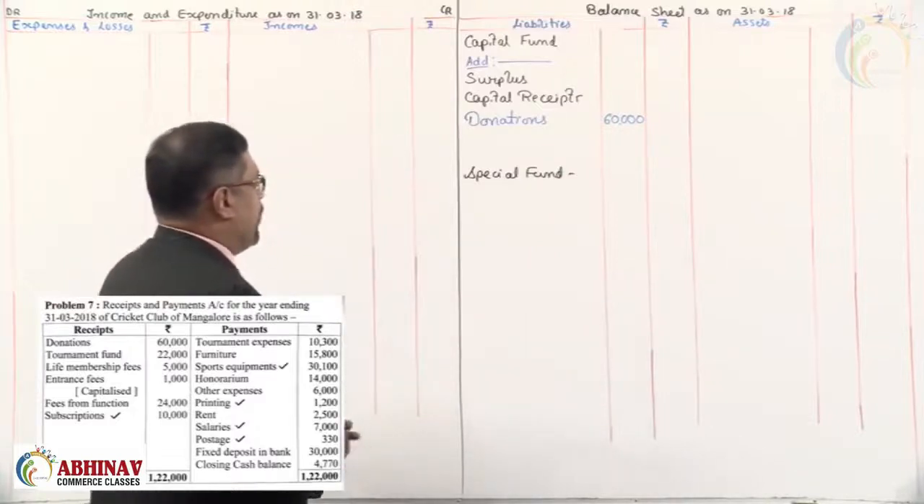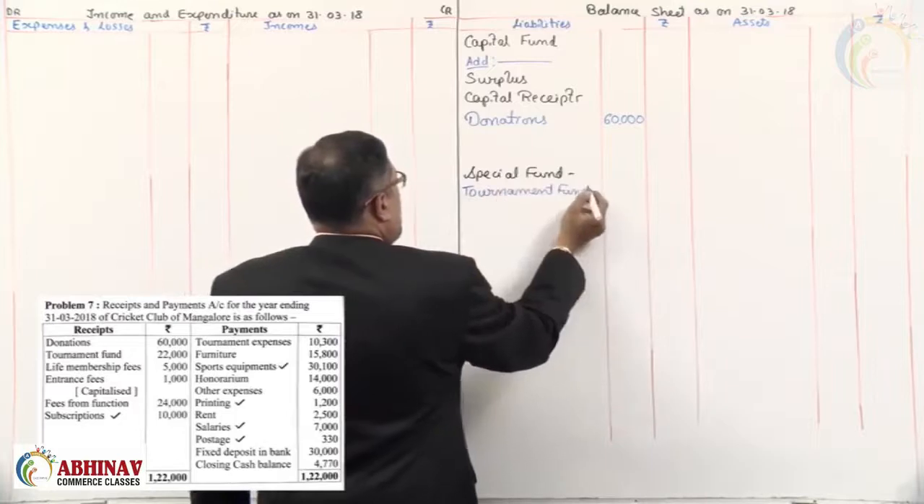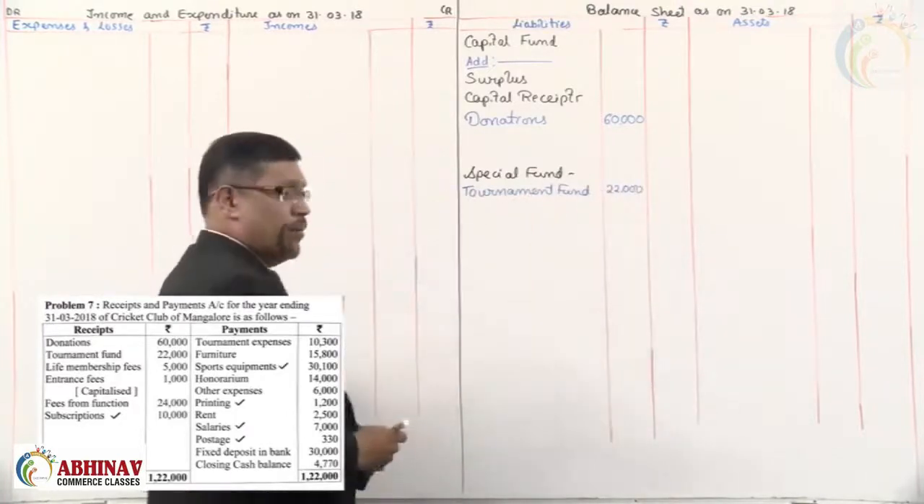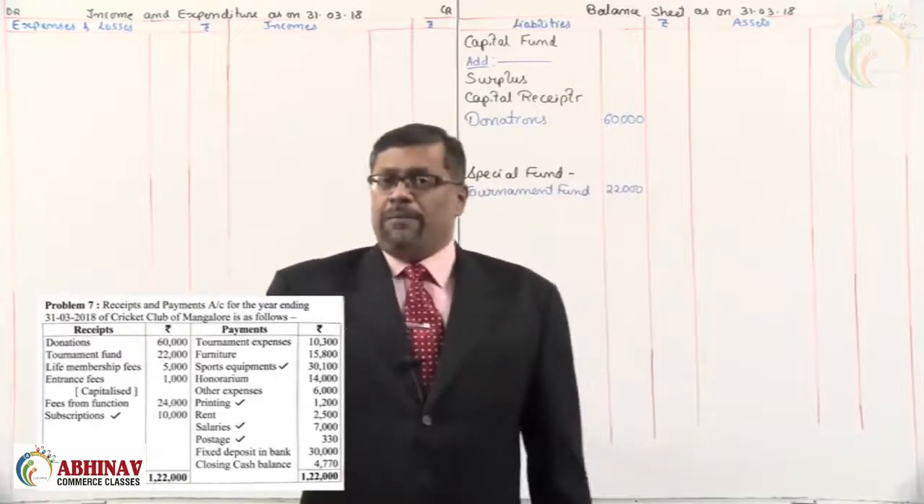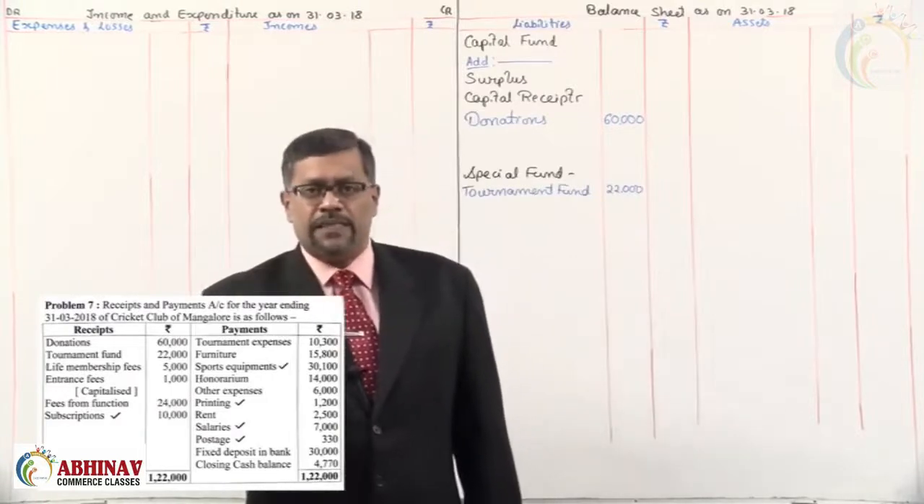In this special fund we will enter the amount in the inner column. Why in the inner column, this amount? See the payment side of the account. We have tournament expenses on the payment side.